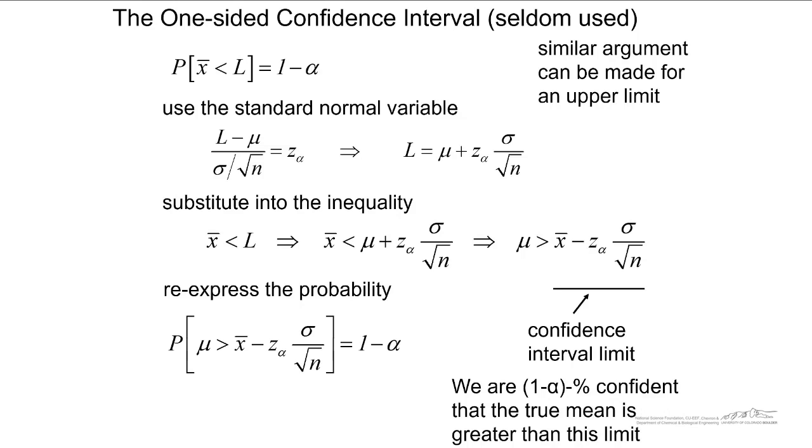Sometimes we can create a one-sided confidence interval. This is actually seldom used, but you can set it up such that you're 95% confident that the mean lies above some value. It's a one-sided confidence interval. And the expression for this is shown down here.